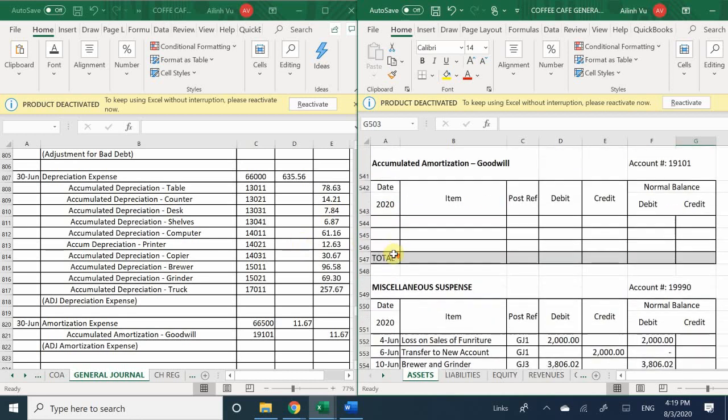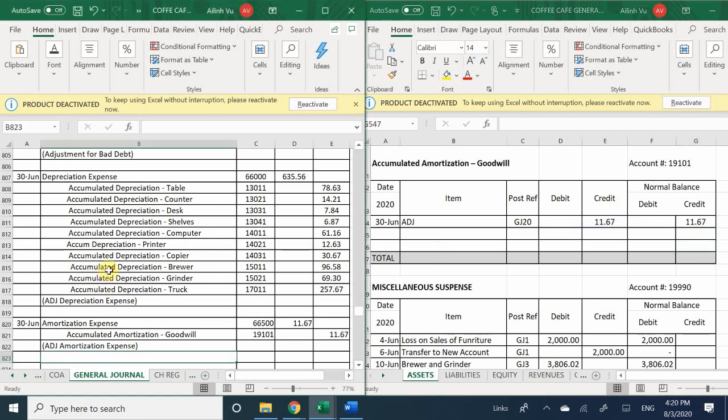Okay, so Goodwill, accumulated amortization. So 630. Adjustment, General Journal 20, $11.67.